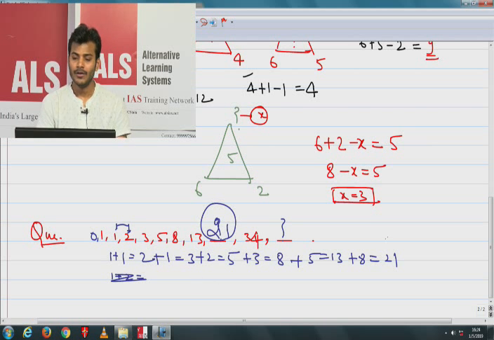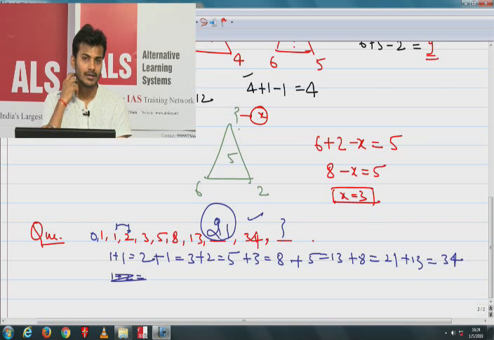Good? All right, so 21. Now we have a back check also, to see whether we are doing it correctly or not. See, 21 plus 13, what would it be? It would be 34. Yes, we are doing it correctly. So what we are getting is 21, that is the correct answer.